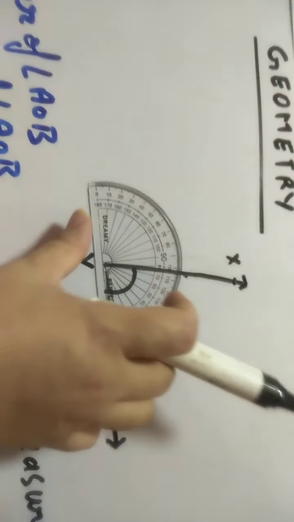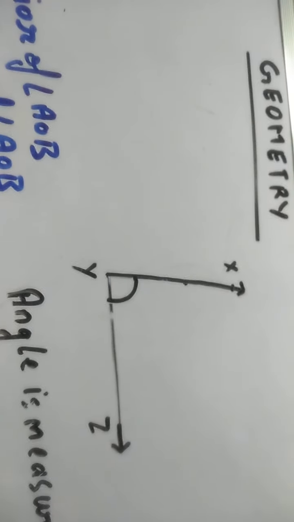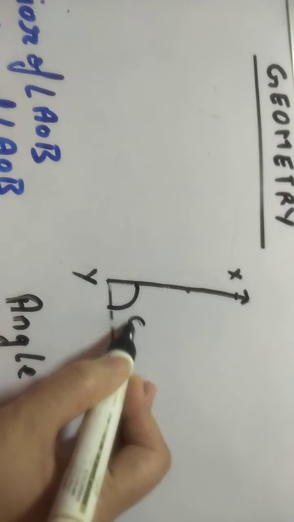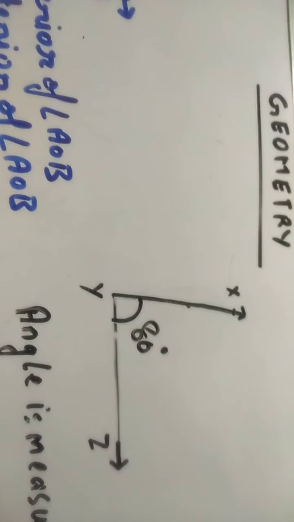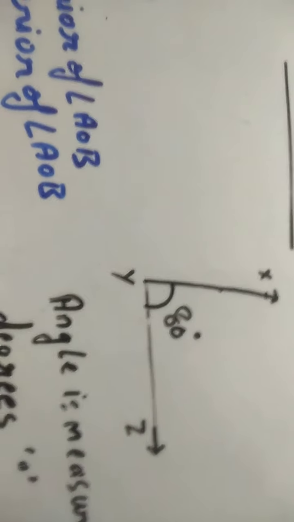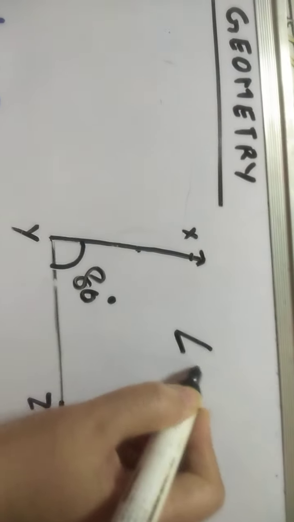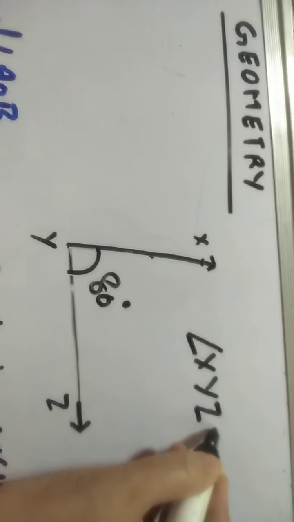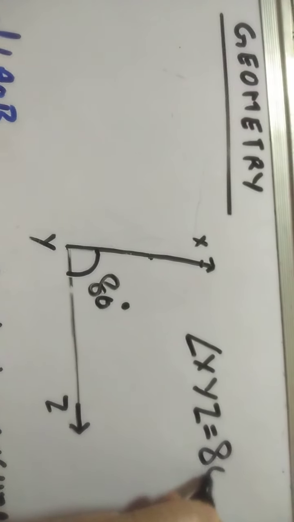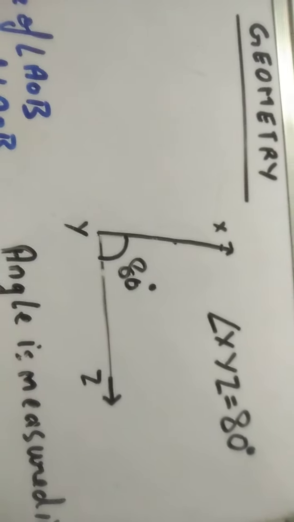And how do we write it? Just see here how we are going to write it. We'll write 80 degrees. This is how we write an angle. So we'll write angle XYZ is equal to 80 degrees.